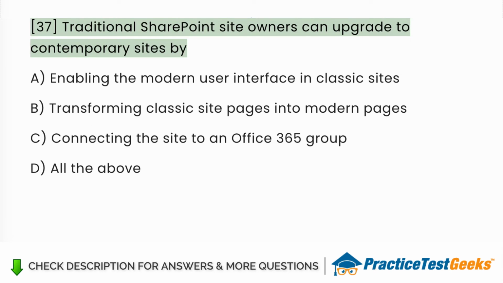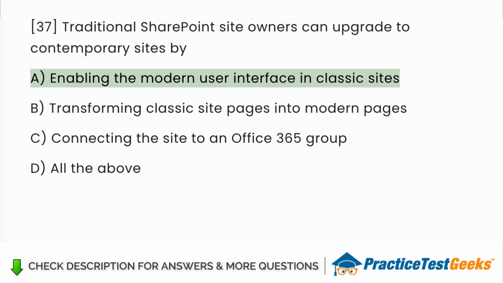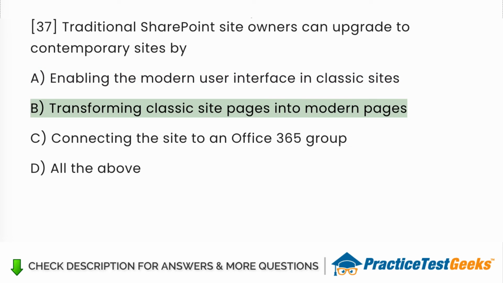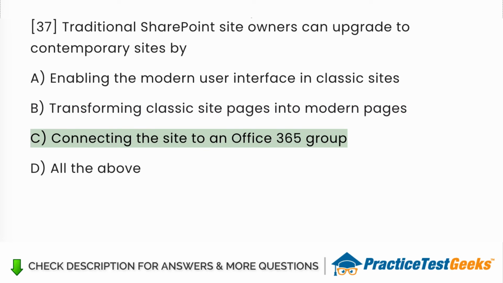Traditional SharePoint site owners can upgrade to contemporary sites by: A. Enabling the modern user interface in classic sites. B. Transforming classic site pages into modern pages. C. Connecting the site to an Office 365 group. D. All the above.